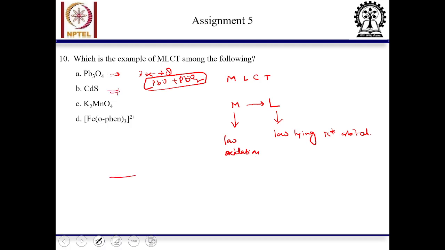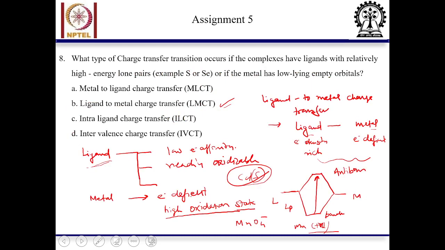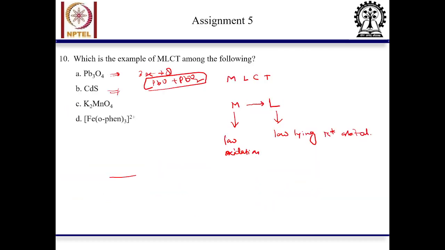Cadmium sulfide, I already told you, gives the option of ligand to metal charge transfer, because here we have sulfur and selenium, which have a high-energy lone pair, or you can say low electron affinity, and are readily oxidizable. For K2MnO4, here also the manganese is in the 6 oxidation state, which is very high. So it is already electron deficient, how will it go? But here you have iron in the 2+ state. Iron 2+ means it should be d6.